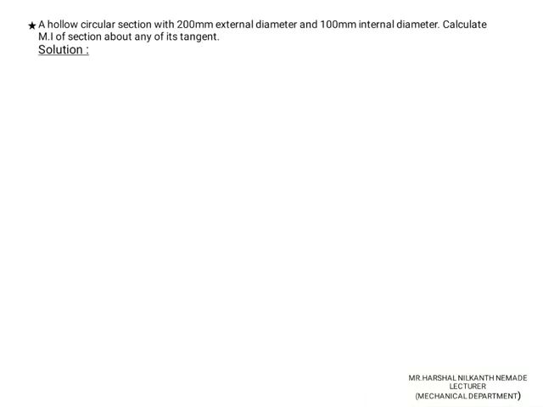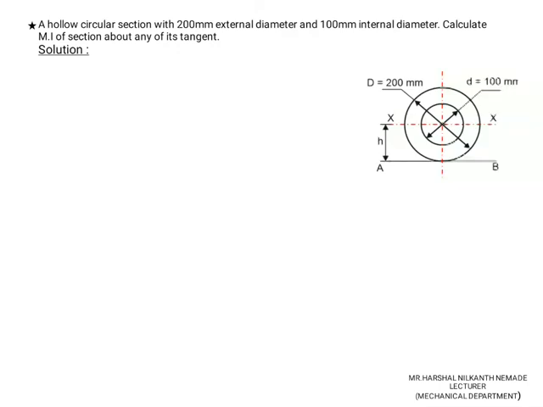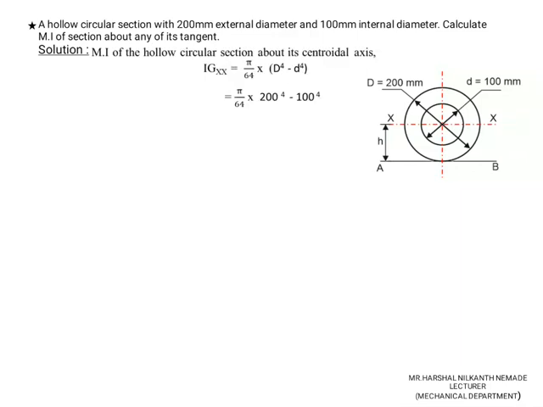A hollow circular section with 200 mm external diameter and 100 mm internal diameter. Calculate the moment of inertia of the section about any of its tangent. This is a hollow circular section. External diameter is 200 mm and internal diameter is 100 mm. First, find the moment of inertia of the hollow circular section about its centroid axis.